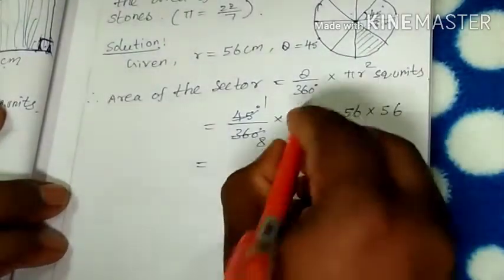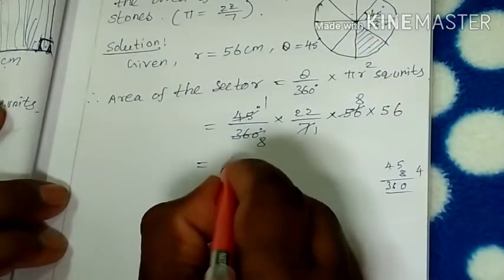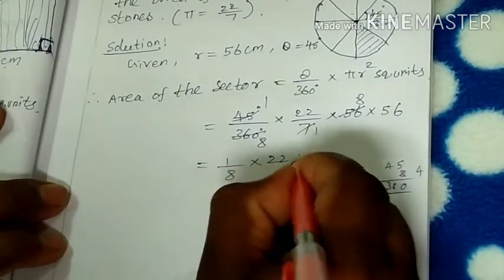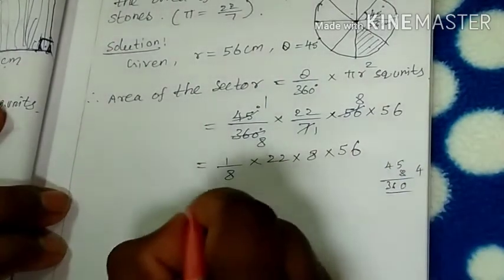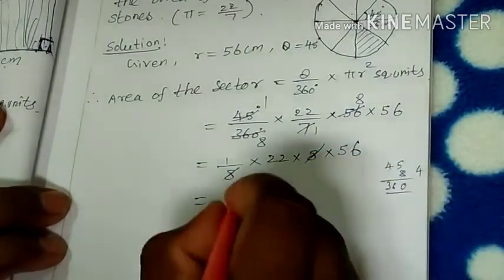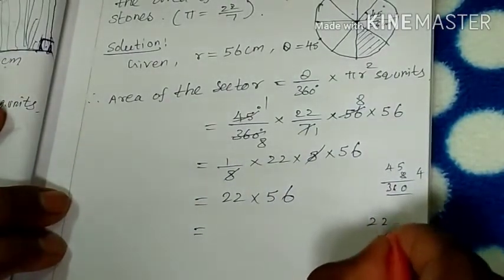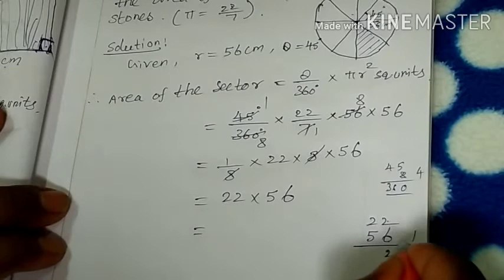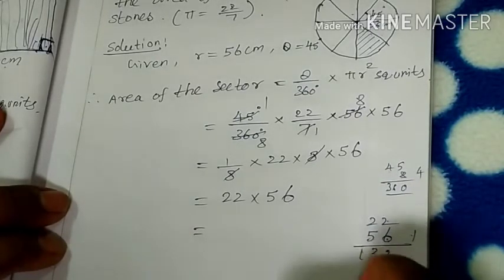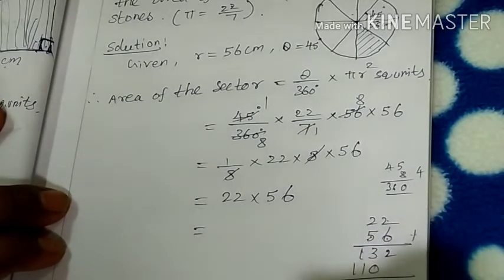Then using cancellation, 1 7 is 7, 8 7s are 56. The remaining numbers are 1 by 8 into 22 into 8 into 56. So the 8s are cancelled. Remaining 22 into 56. Multiplying these two numbers, 22 into 56. 6 2s are 12, carry 1, 6 2s are 12 plus 1, 13. And 5 2s are 10, carry 1, 5 2s are 10 plus 1, 11. So 2, 3, 2, 1 plus 1, 2, 1.